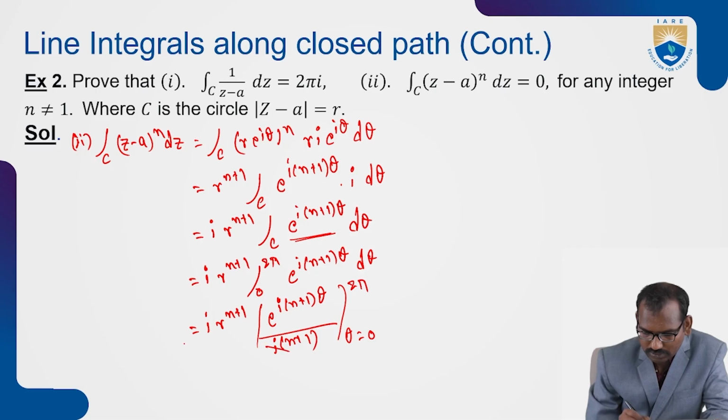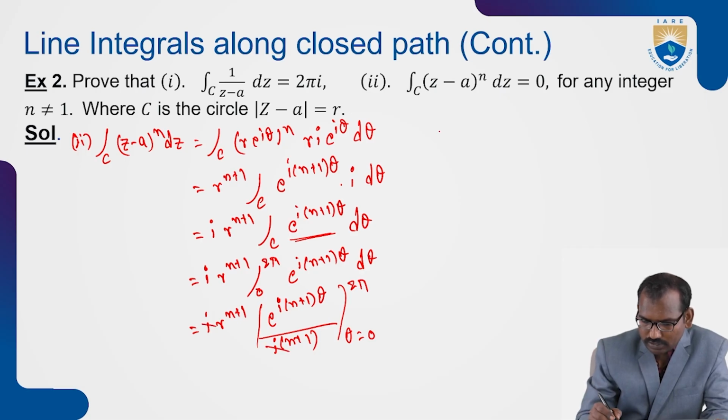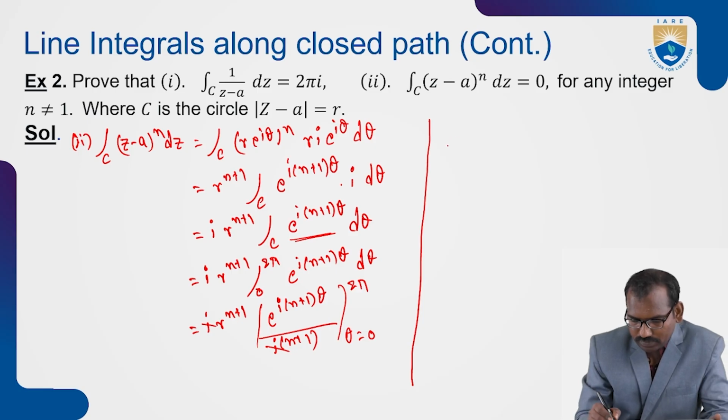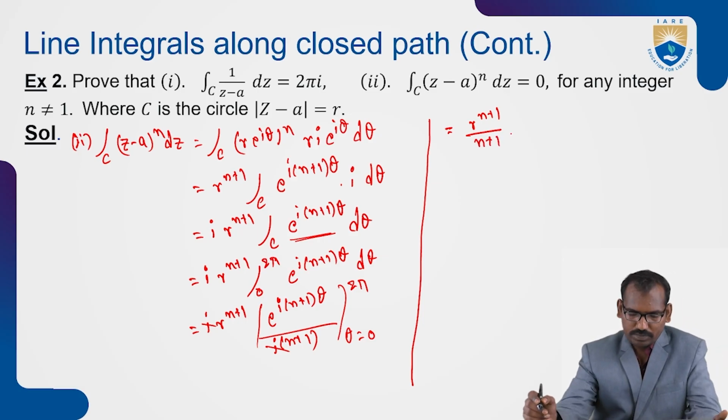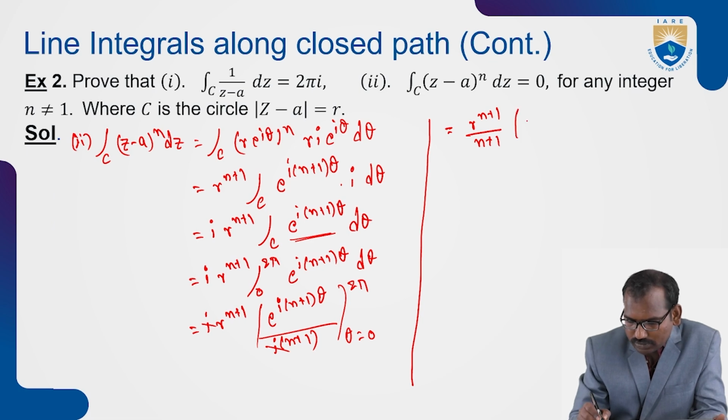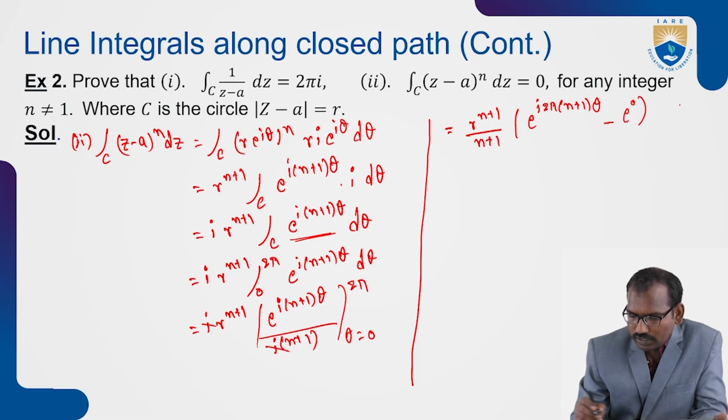Now you can observe that i is there and here also i is there. The i gets cancelled. And here you get r power n plus 1 by n plus 1, and here you get e power i times 2 pi (n plus 1) minus e power 0. e power 0 is 1, we already know. So it is r power n plus 1 by n plus 1.